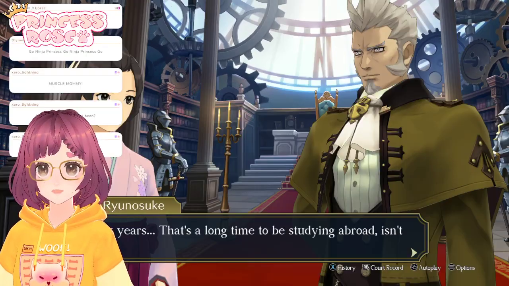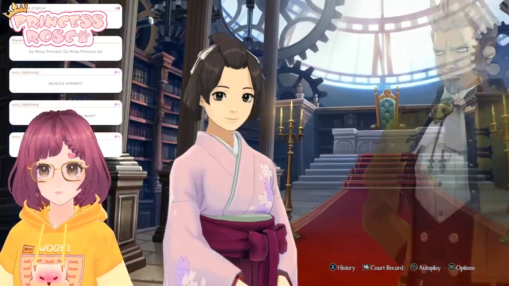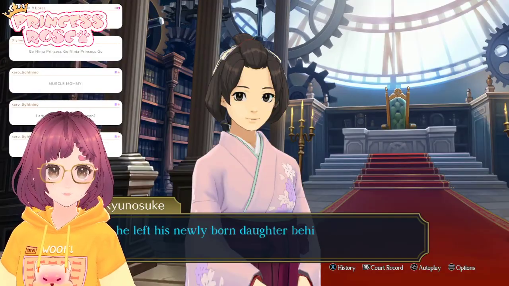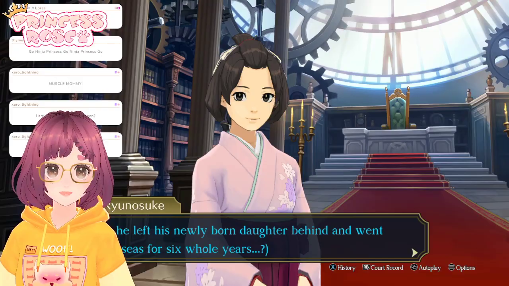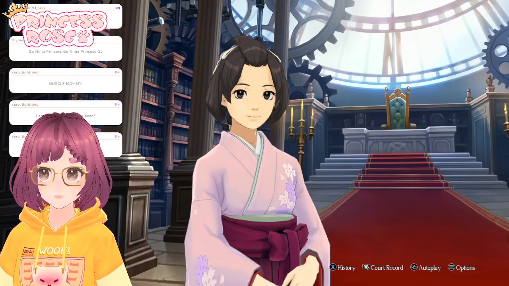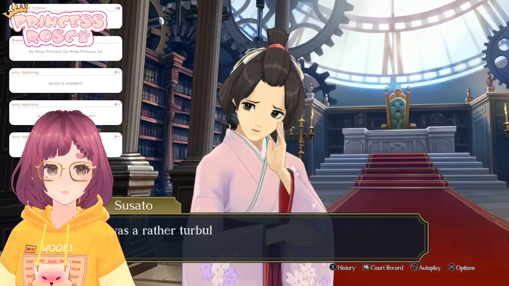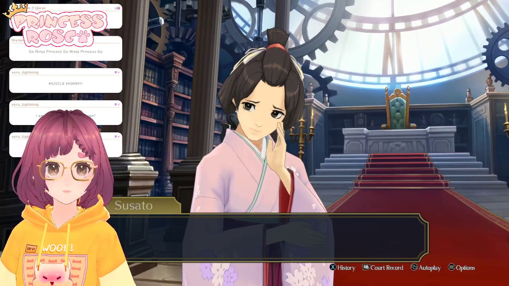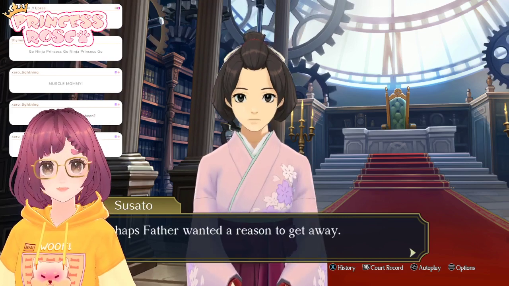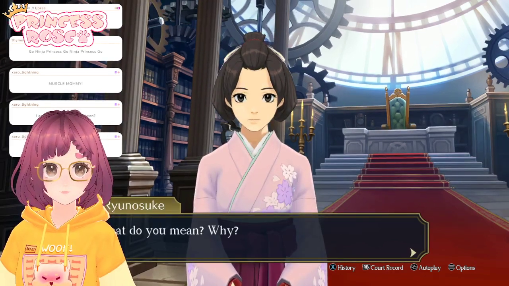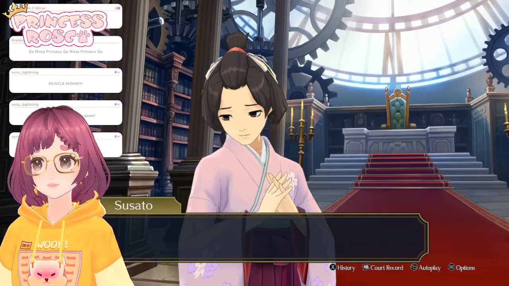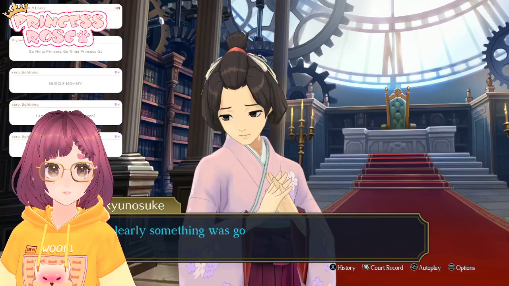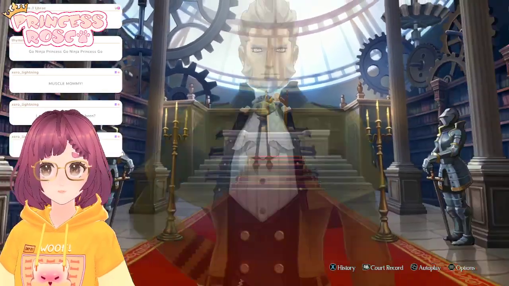6 years? That's a long time to be studying abroad, isn't it? I lived with my grandmother in those years. So he left his newly born daughter behind and went overseas for 6 whole years? It was a rather turbulent time at home. Oh, perhaps father wanted a reason to get away. What do you mean? Why? You can't just ask people that, Ryunosuke! Well, clearly something was going on at the time.